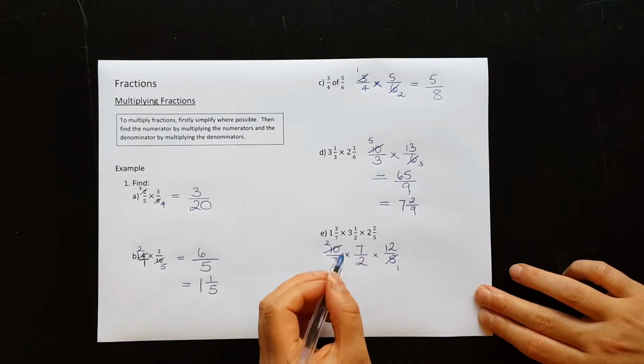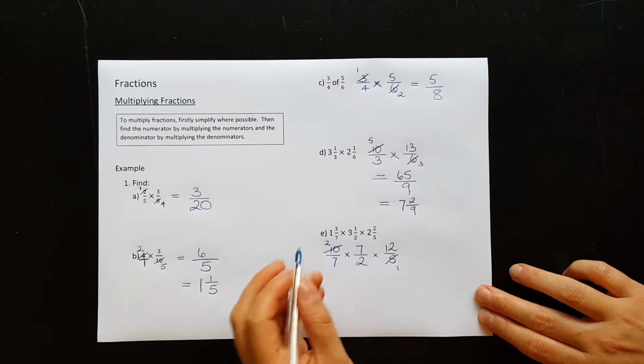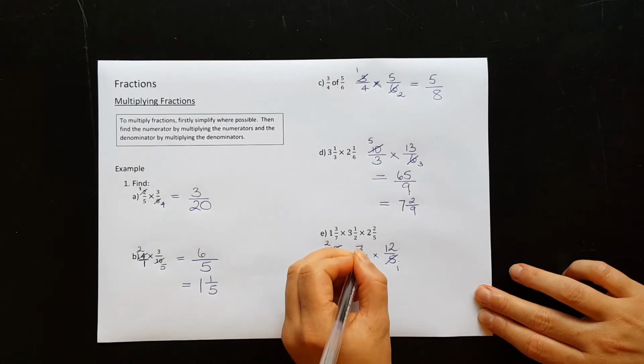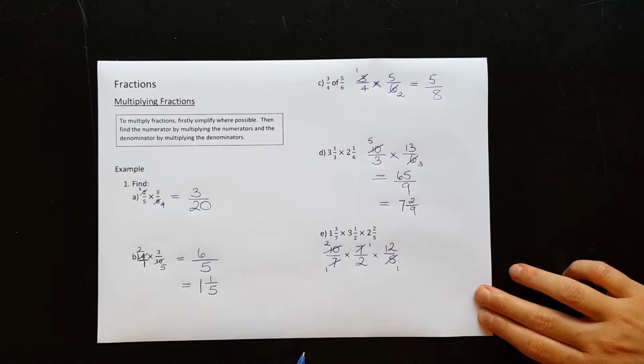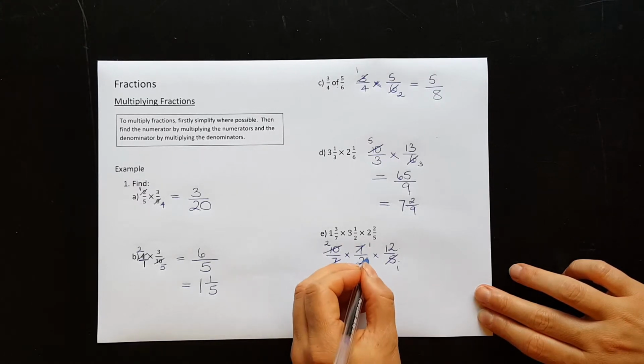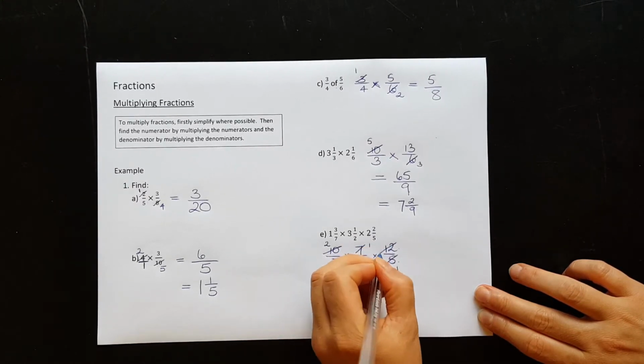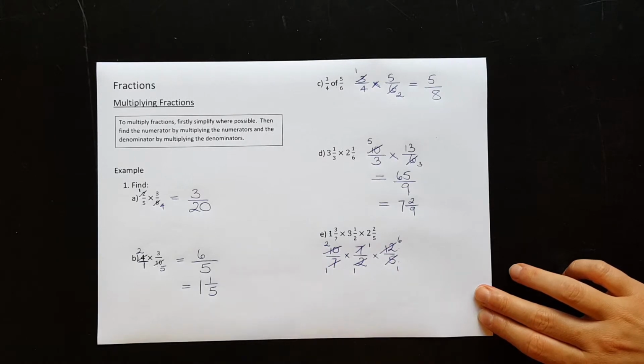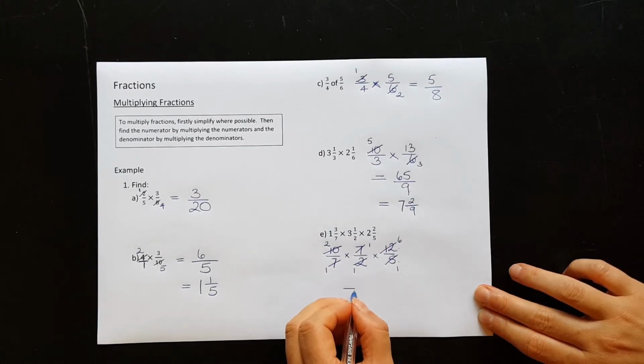What else can we divide? All right, there's 7, there's 2 7s there. Let's divide those by 7. 7 divided by 7 is 1. 7 divided by 7 is 1. And the 2 and the 12, you can divide them both by 2. 2 divided by 2 is 1, and 12 divided by 2 is 6. So lots of cancelling out in that one.